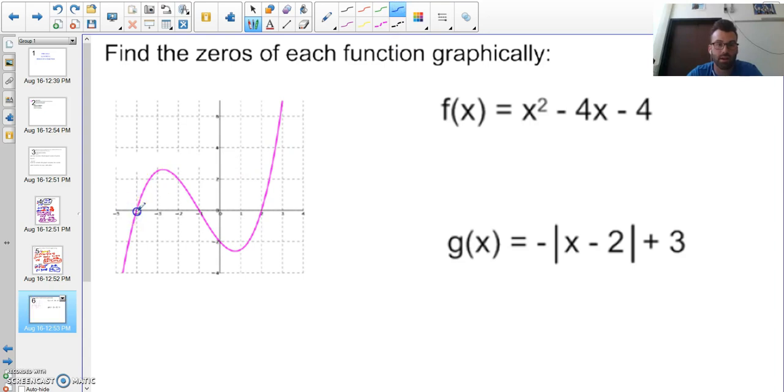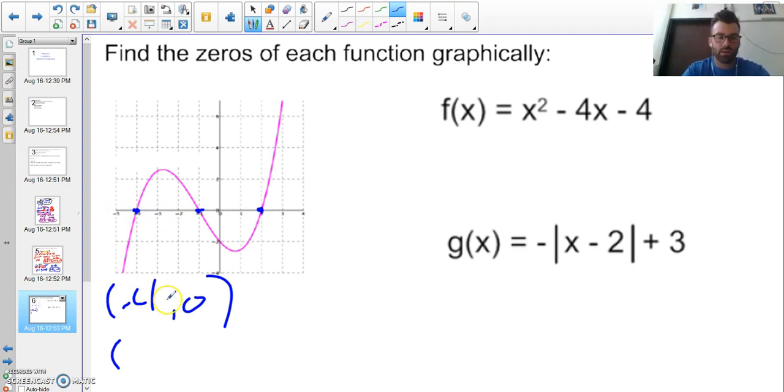Looks like it crosses the x-axis here, here, and here. 3 points. That point, this point right here looks to be negative 4, comma 0. This point here looks to be negative 1.